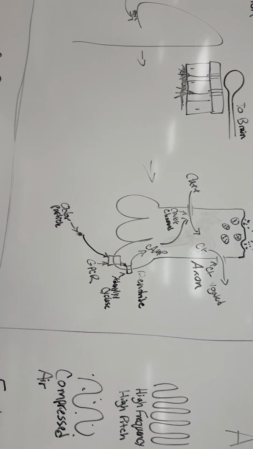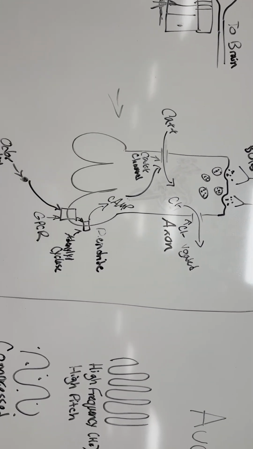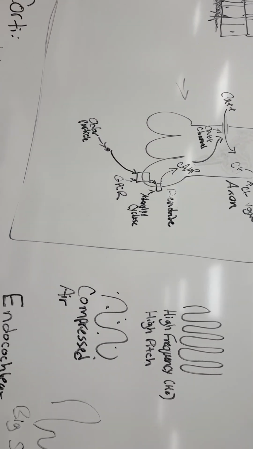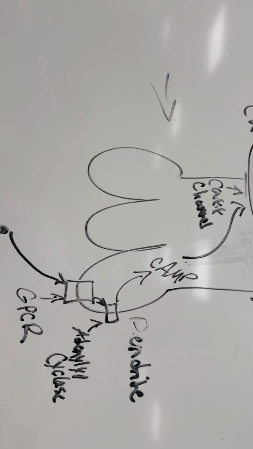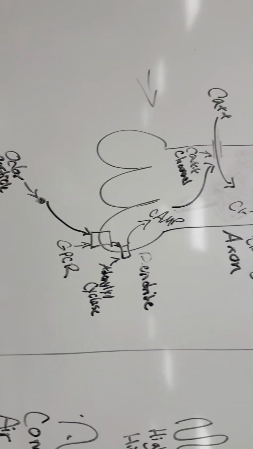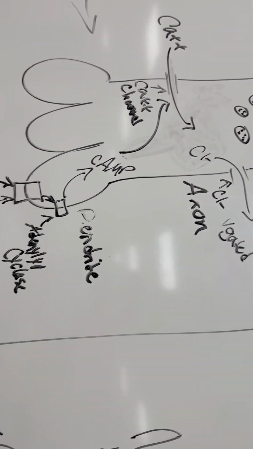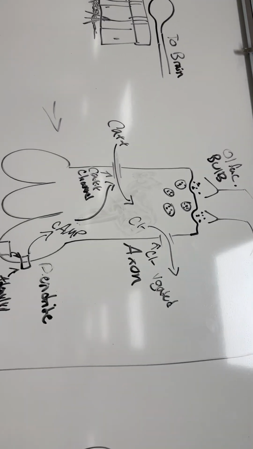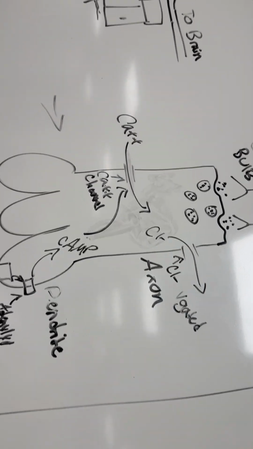And then that calcium coming in stimulates a voltage-gated chloride channel, which is going to further depolarize our cell because this chloride is going to leave. And this calcium is coming in, so we're depolarizing. And then that's going to stimulate the release of neurotransmitter onto our olfactory bulb.